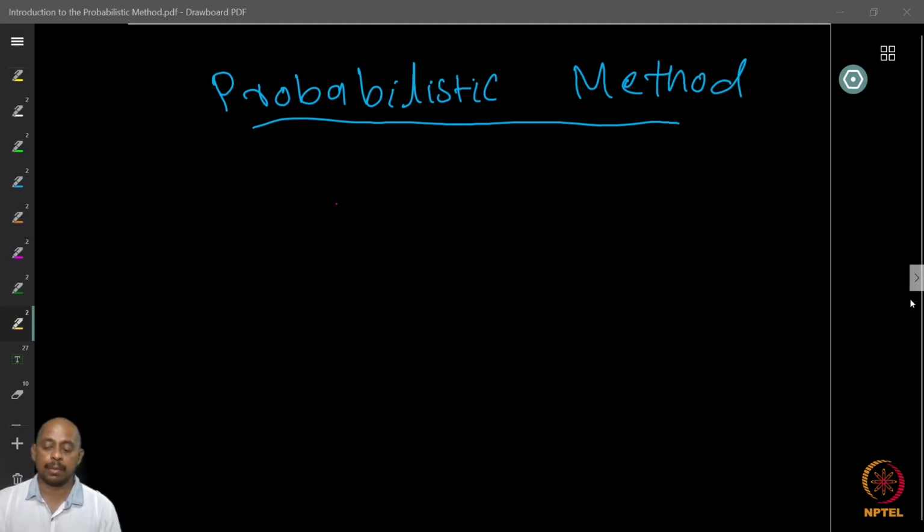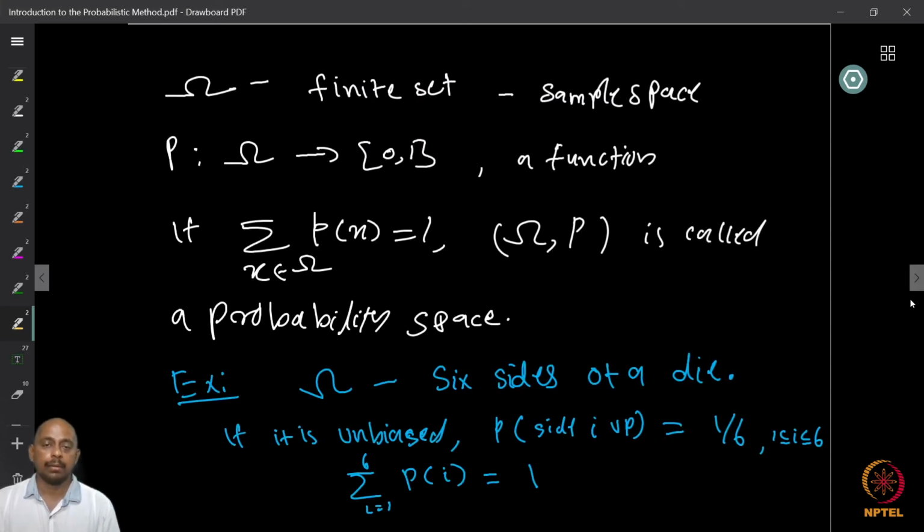So now let us take a quick review of some definitions from probability theory, which you must already be familiar with. We have omega, a finite set, which we call the sample space, and let's say p maps from omega to [0,1] as a function, which we call the probability function. If the summation over x belonging to omega of p of x is equal to 1, then we say (omega, p) is a probability space.